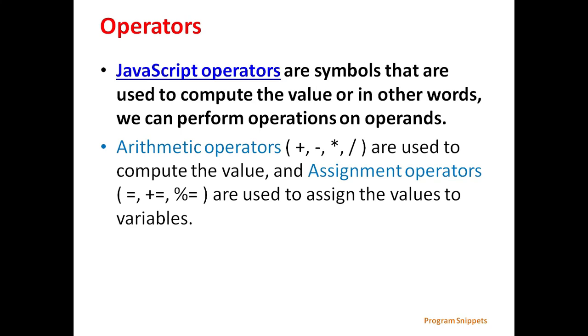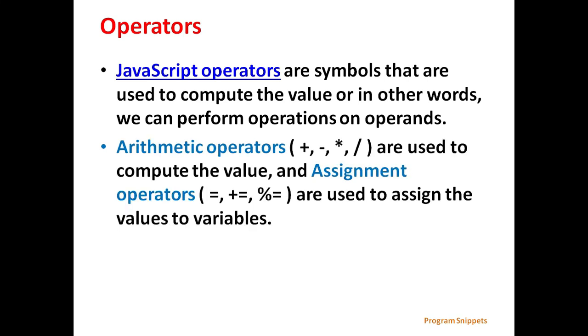JavaScript operators are symbols that are used to compute the value, and with operators we can perform operations on operands. Arithmetic operators are used to compute the value, and assignment operators are used to assign the values to the variables.